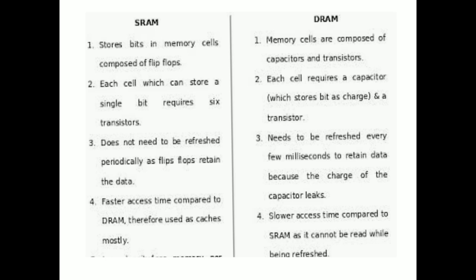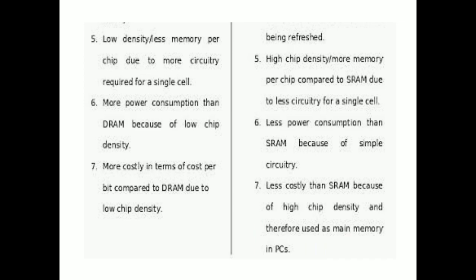Whereas DRAM, that is dynamic RAM, has memory cells which are composed of capacitors and transistors. Each cell requires a capacitor which stores the bit as charge and a transistor. It needs to be refreshed every few milliseconds to retain data because the charge of the capacitor leaks. It has slower access time compared to SRAM as it cannot be read while being refreshed.